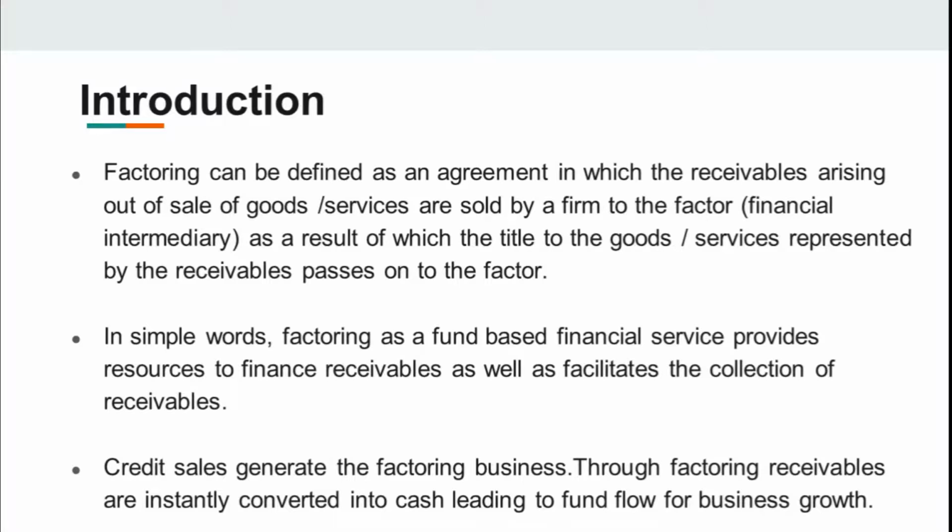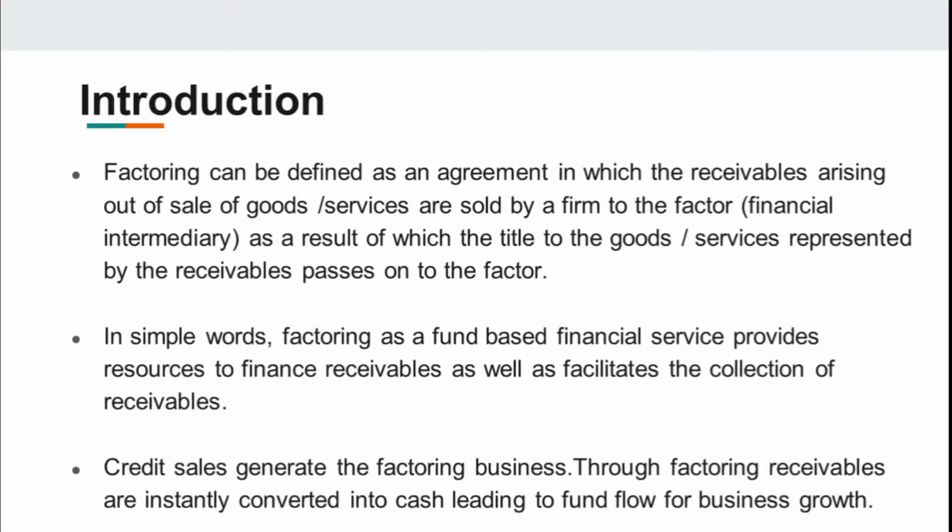Now what can it do? It can try to get the service from the factor. The factor would be purchasing the receivables, or another way around, we can say the seller would be selling the invoices or the receivables that were raised from the buyer to the factor. The factor here is acting as a financial intermediary. It may be any financial institution.